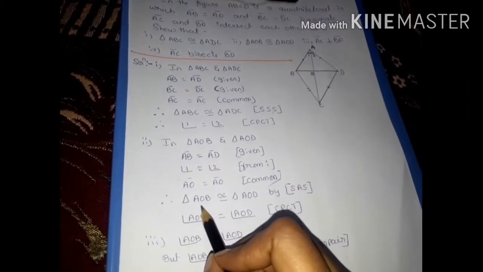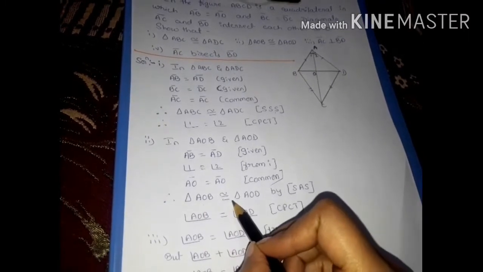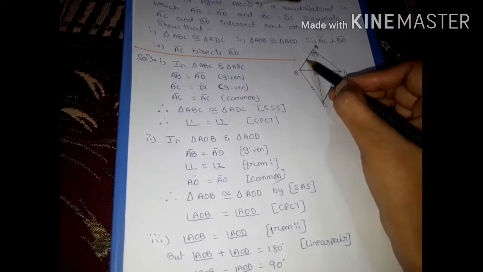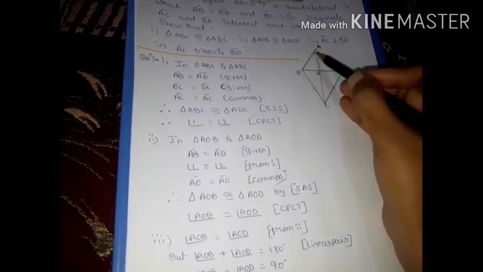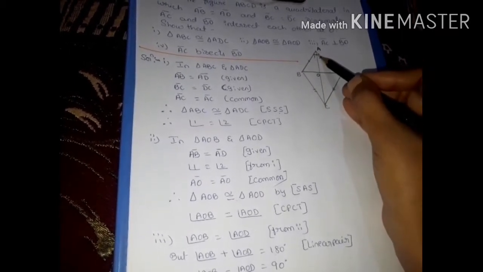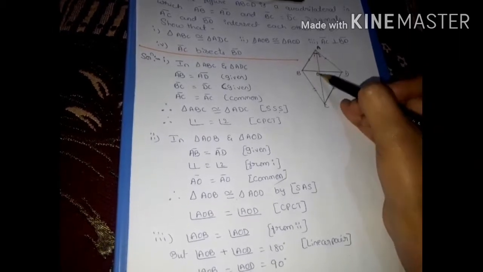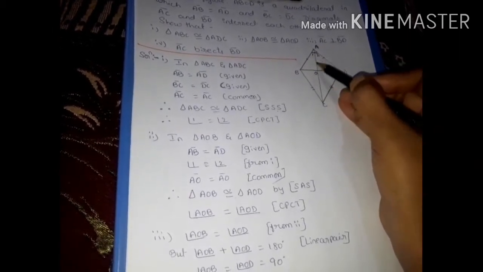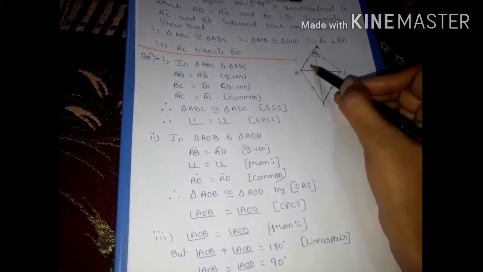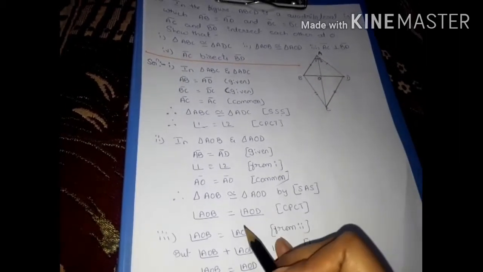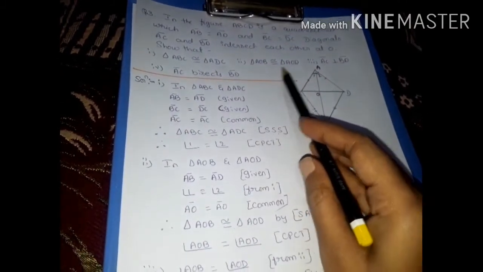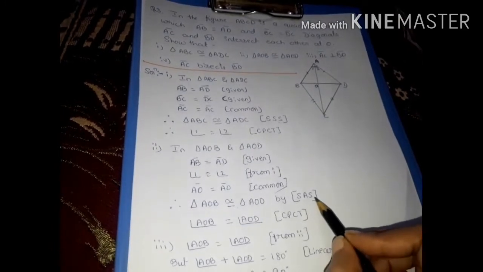Therefore, triangle AOB is congruent to triangle AOD by SAS. Which sides? AB equal to AD, side. Angle 1 equal to angle 2, angle. Another side is AO. By side, angle, side, these two triangles are congruent. So we proved the second sub question: triangle AOB is congruent to triangle AOD by the SAS condition.